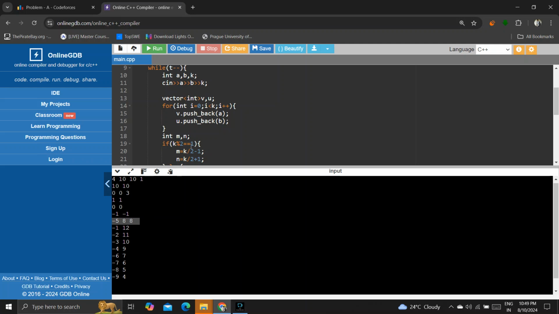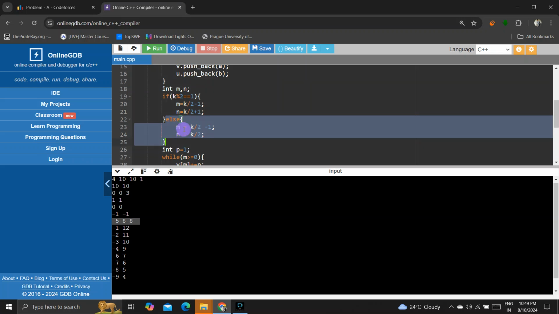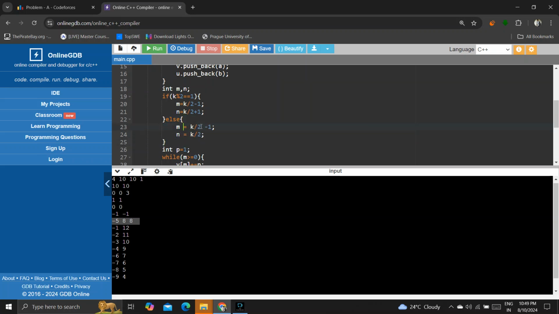Okay, now see, it is even. So this else would run. Okay, so m is equal to k divided by 2, that is 8 divided by 2, which would be 4. 4 minus 1 would be 3. So m will be pointing to 3 and n would be pointing to 4. Okay, now what does the vector contain at the third and fourth index? 8 only, because all the values are 8 initially, right?